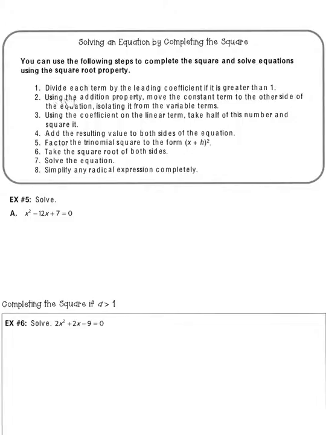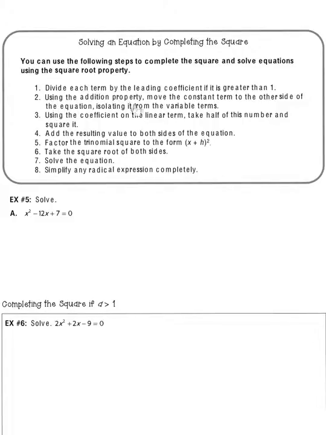So the first step is to divide each term by the leading coefficient if it's greater than 1. In other words, we cannot have a coefficient in front of the x squared term other than 1. If there is one, like a 4, a 3, a negative 5, you have to divide every single term in the equation by that coefficient, because we have to start with an x squared. Sometimes this leads to fractions, and I generally wouldn't complete the square if it led to a fraction, but you might run into that in your homework.